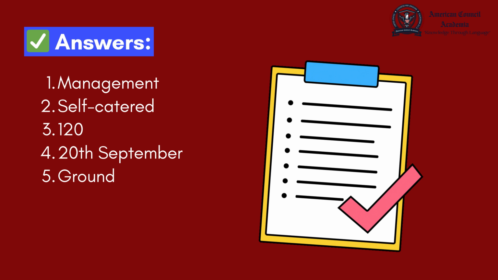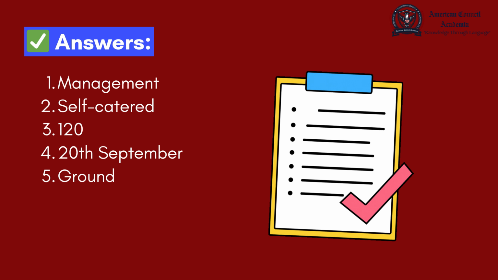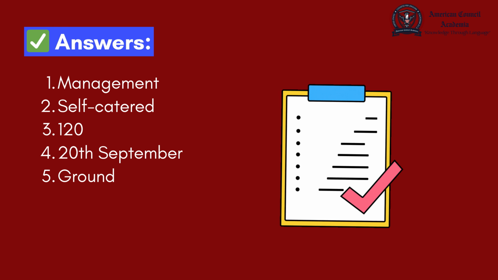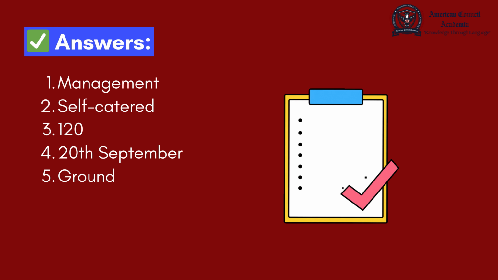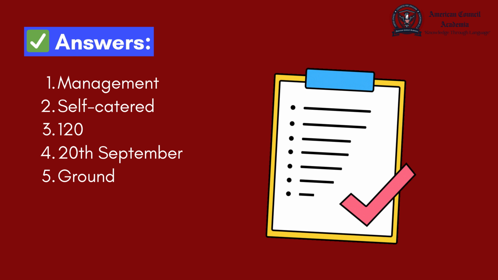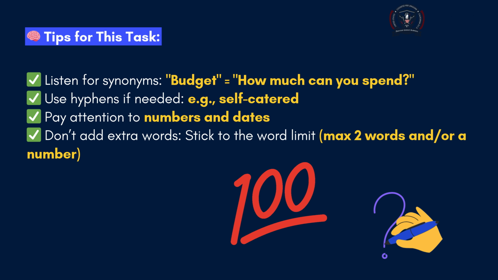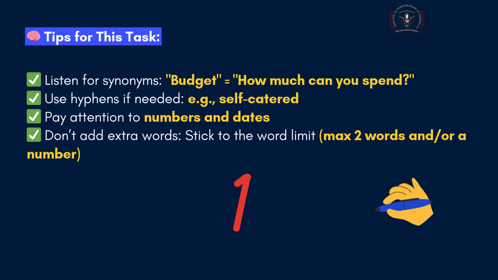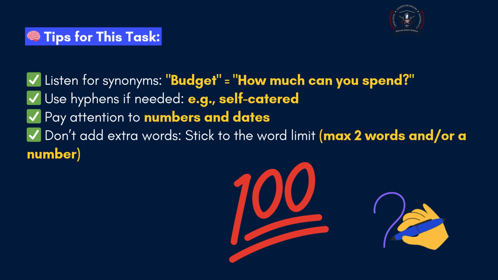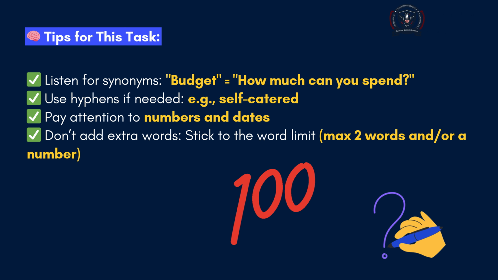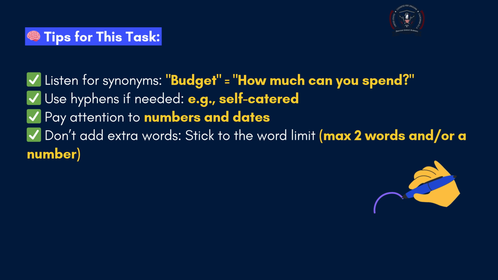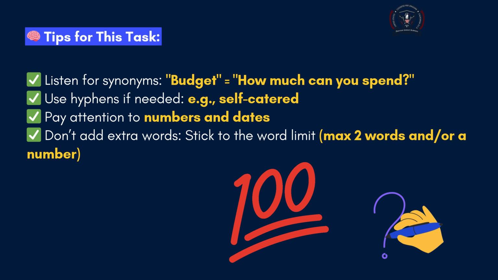Answers: 1. Management. 2. Self-catered. 3. 120. 4. September 20th. 5. Ground. Tips for this task. Listen for synonyms. Budget equals how much can you spend? Use hyphens if needed, example, self-catered. Pay attention to numbers and dates. Don't add extra words, stick to the word limit, maximum 2 words and/or a number.